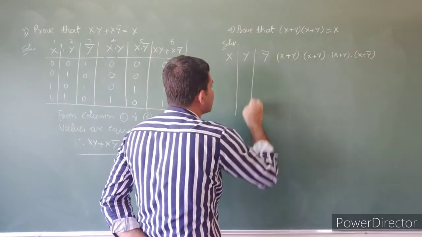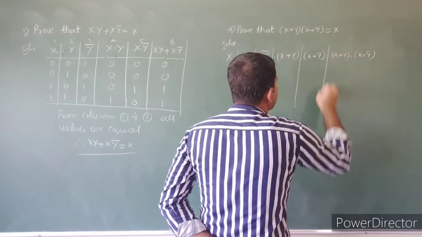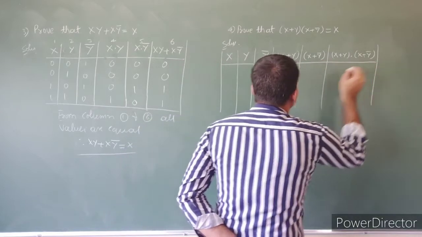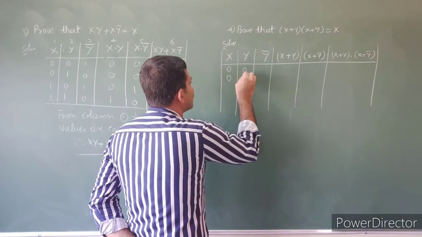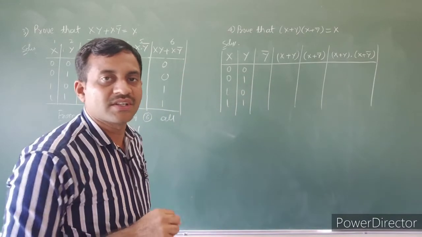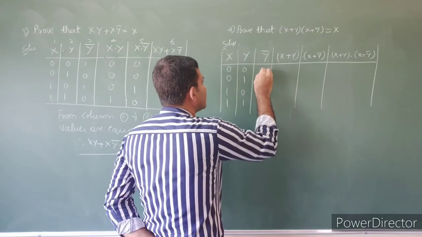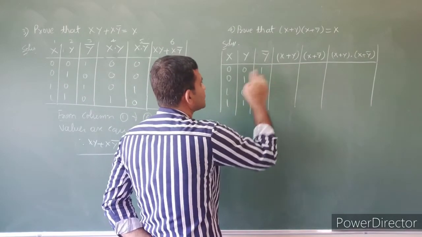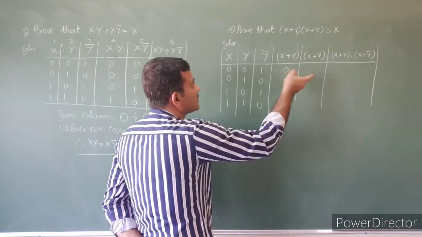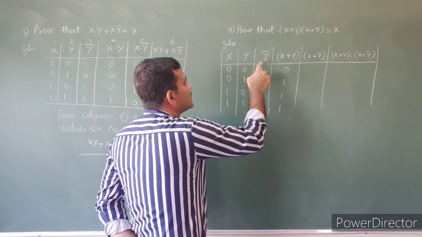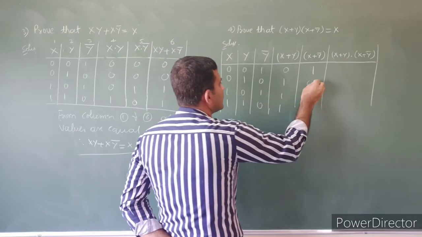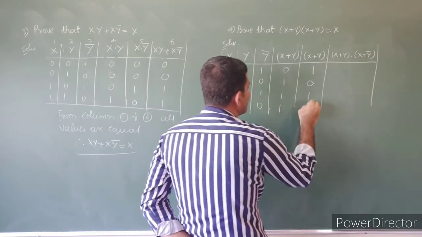See the columns. 0 0 0 1 1 0 1 1. First the negation operation evaluates y bar, that is 1 0 1 0. Then x plus y: 0 1 1 1. Then x plus y bar, see column number 1 and 3: 0 plus 1, 1; 0 plus 0, 0; 0 plus 1, 1; 1 plus 0, 1.